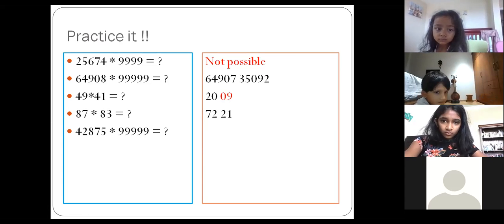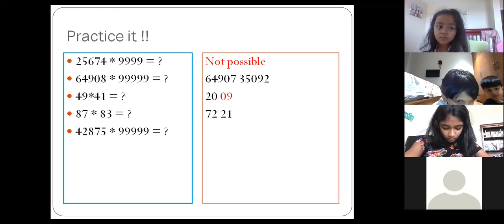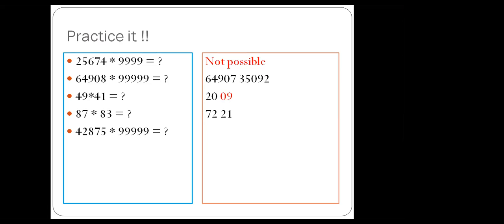Next problem is 42875 into 99999. 5 nines are there. Be careful in writing the answer. 42875 multiplied by 5 nines, right? Which formula will you be using? Nikhilam Sutra, na? The full form of the Nikhilam formula is Nikhilam Navatashcaramam Dashatah. आपको याद है ये formula याद हुआ कि नहीं हुआ अभी? कोई बात नहीं. If you are not able to recall, just remember Nikhilam Sutra. So what is the answer?